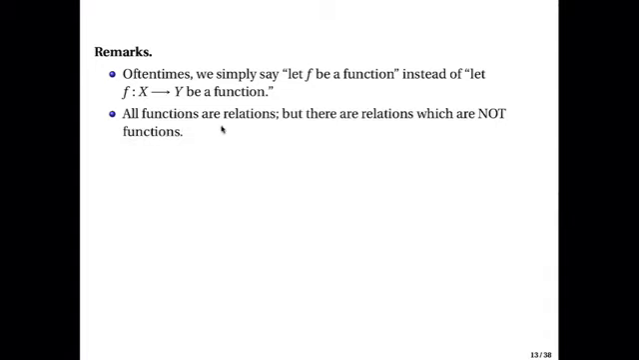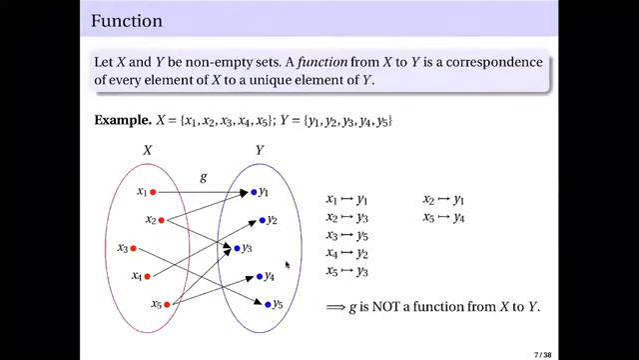Now, all functions are relations because these functions are correspondence between two non-empty sets. Okay? But there are relations which are not functions. Just like your relation G. We said it's not a function, okay? Because it violates some of the conditions. Okay? Where is that? In here. G is not a function. We said this is a relation, but this is not a function. So there are some relations which are not functions. Okay?